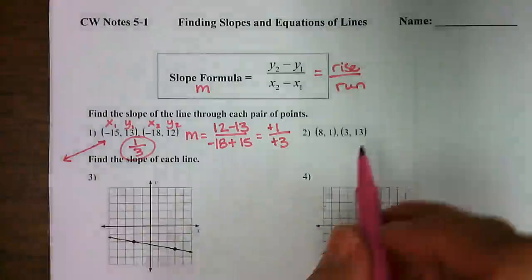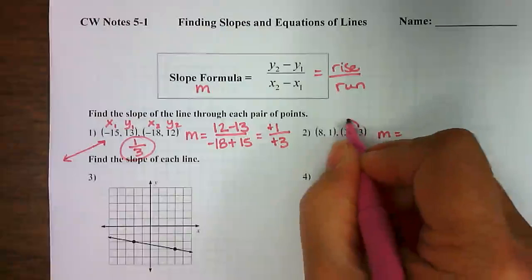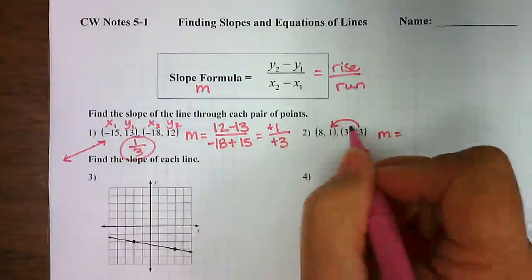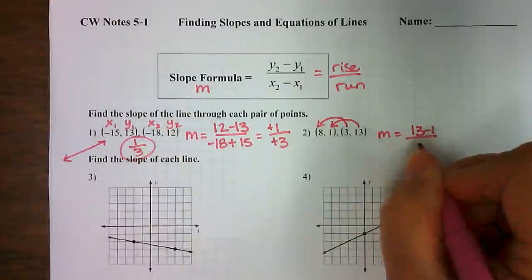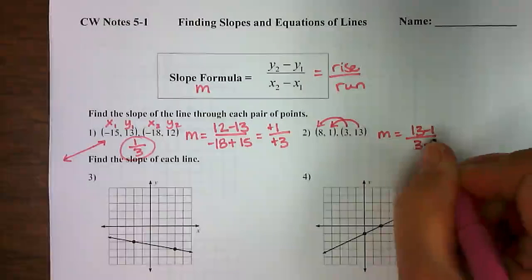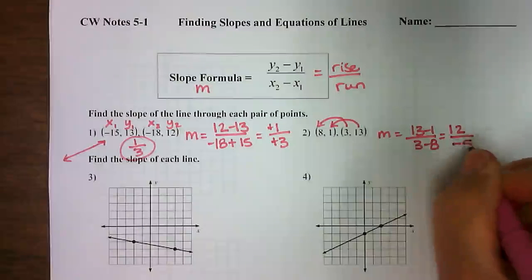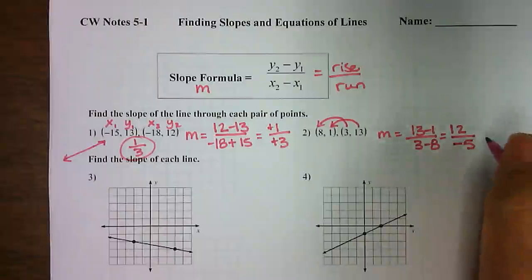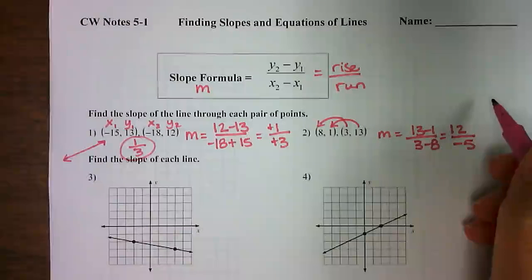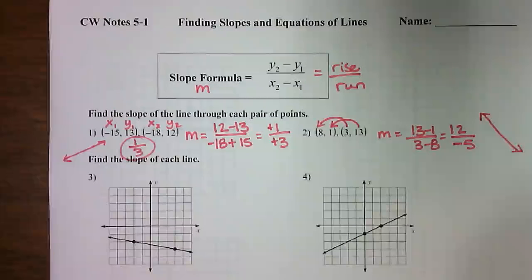All right, now let's do this one. M equals, again, I'll do y2 minus y1 on top, x2 minus x1 on the bottom, so 13 minus 1 over 3 minus 8. So this will be 12 on top over negative 5 on the bottom. So this is a negative slope. It's going to be rise 12, run negative 5. So it's going to be a pretty steep downhill sloped line like this.